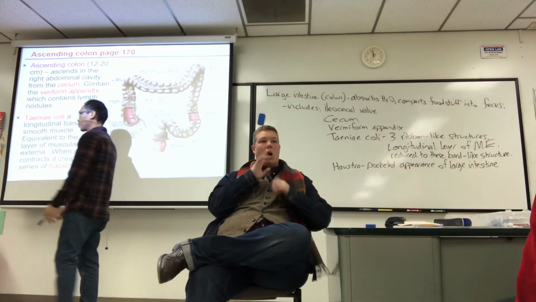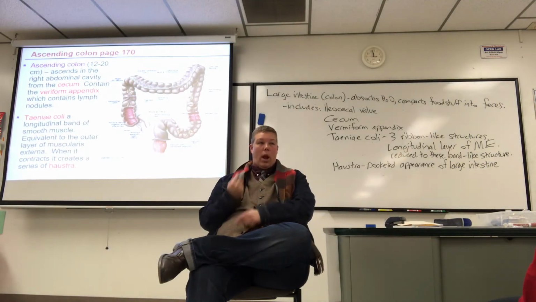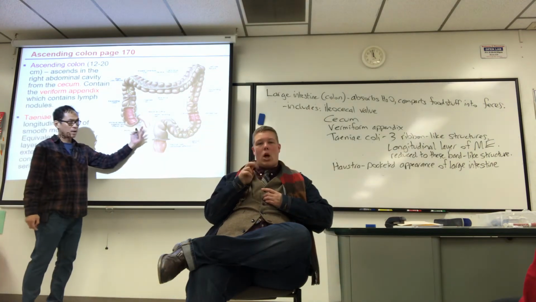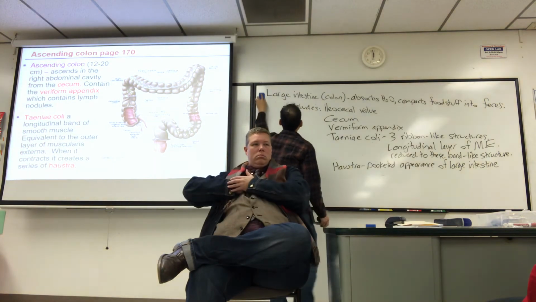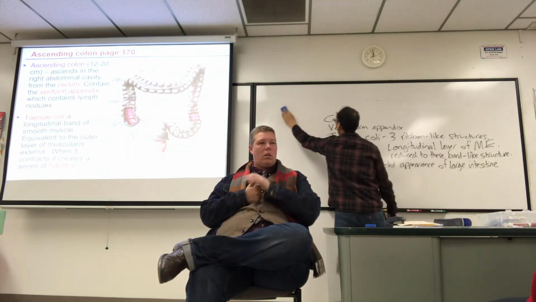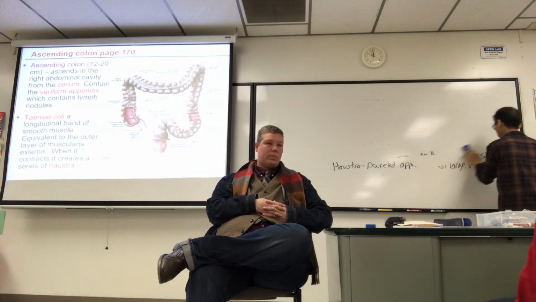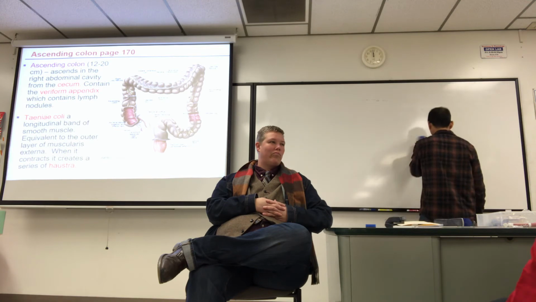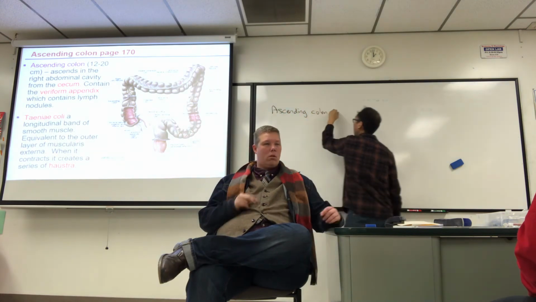So I'll talk about the large intestine in terms of how you pass through it. First, you go up through the ascending colon. It's the first 12 to 20 centimeters. It's about a foot long, and basically it's retroperitoneal. Now, the intestines were intra, so this ascending colon is mostly retro. So ascending colon.